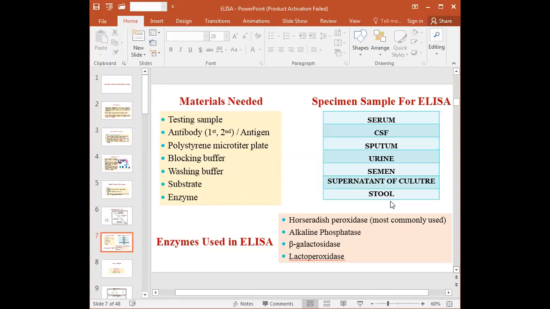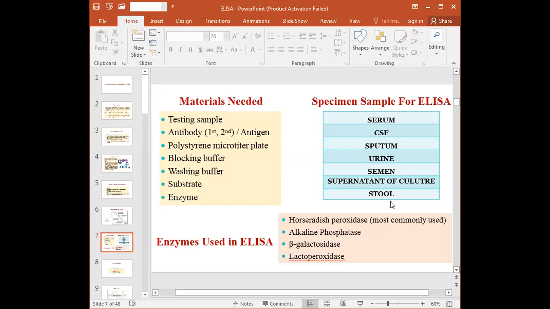Next, we need two different types of antibody. In most cases we need only a single antibody, that is the primary antibody. And if we are using two different types of antibody, then the primary antibody will be intact or unlabeled, and the secondary antibody will be labeled. And if we are using one type of antibody, then definitely we have to use a primary antibody that is tagged with the enzyme.